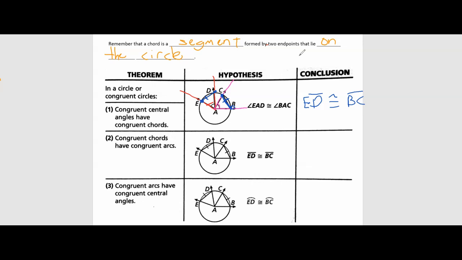Next theorem, congruent chords have congruent arcs. So if I draw these chords in blue, if we know that those are congruent, then the arcs that go from the endpoints of each chord, those are going to be congruent as well. And we can put tick marks there. So we're going to have arc ED is congruent to arc BC.